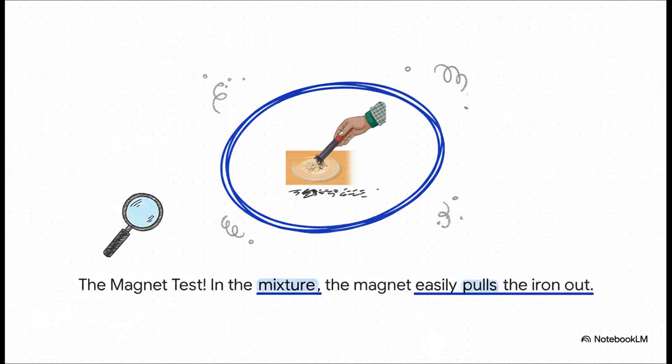Okay, time for a test. Let's bring a magnet near sample A, the mixture. What happens? Whoosh! All the iron filings jump up and stick to the magnet, leaving the yellow sulfur behind. Why? Well, because in a mixture, the iron is still just iron, and it keeps its property of being magnetic. We can separate them so easily.